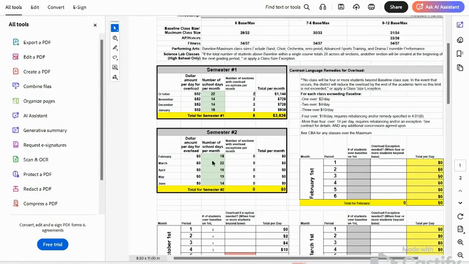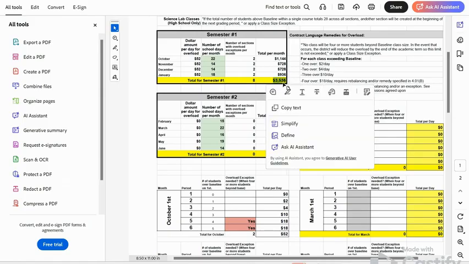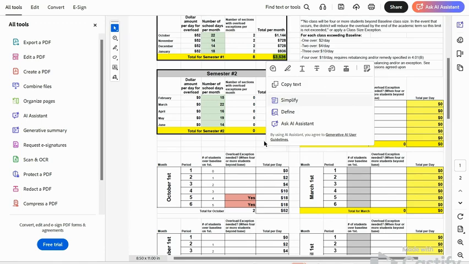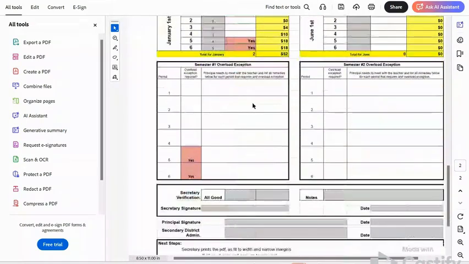So per day in October, it was $52 a day. $52 a day times 22 is $1,144. $52 a day times 14 days in November, $728. So semester 1, this person would receive $3,536.